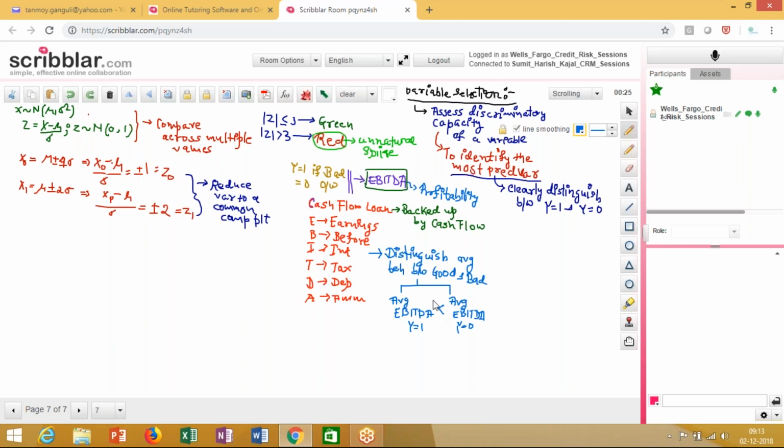Now, the point is that this may be less than this, but the difference between the two must be statistically significant. And this is where the testing exercises can actually come in. So I need to ensure that the difference between the EBITDA of y equals to 1 group and the EBITDA of y equal to 0 group is a statistically significant difference.